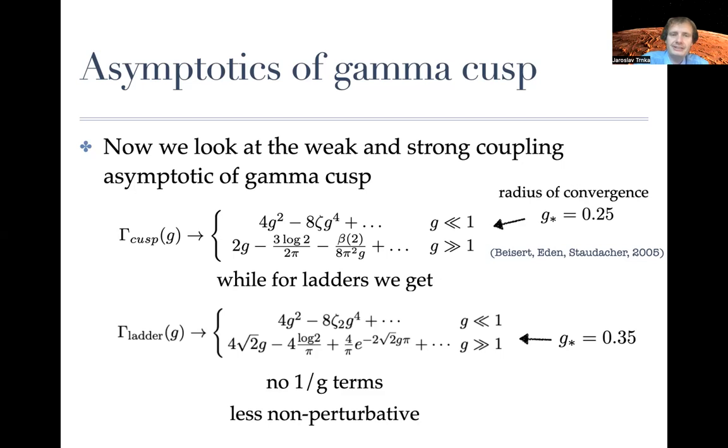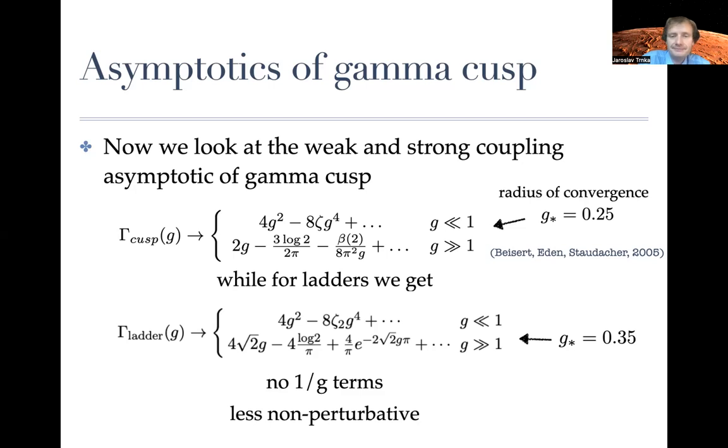That's the first line. It goes like g squared, g to the 4. There are some zetas and so on. And this is an expansion at strong coupling. It starts as a g, then there is a constant, there is a 1/g, 1/g squared, and so on. For the ladder, this is the approximation taking only one graph at each loop order. So this is a very cruel way to cut all the graphs.